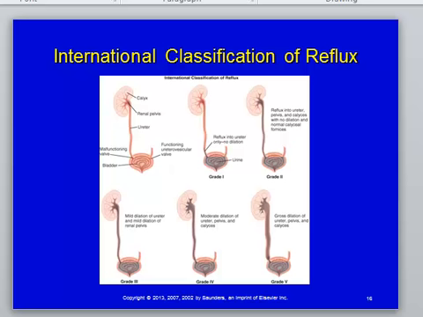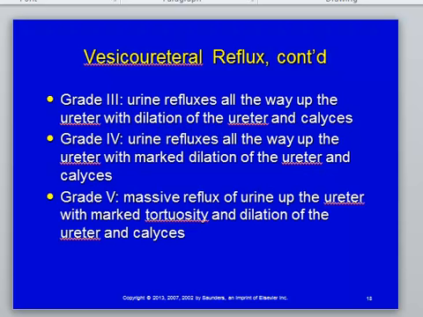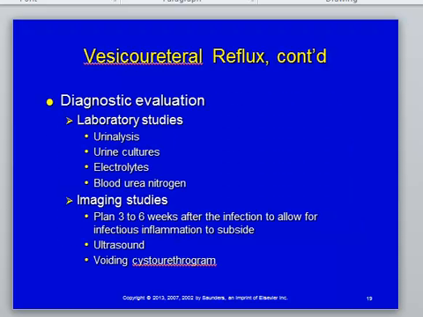You don't have to know the international classification of reflux, but you can appreciate, I think, from this picture the severity if untreated, and which would lead to kidney failure. So this slide just goes over the division of the different grades of vesicoureteral reflux. And there's grade 3, 4, and 5, as mentioned before, and you can see on page 461.